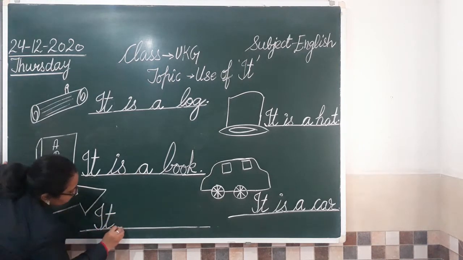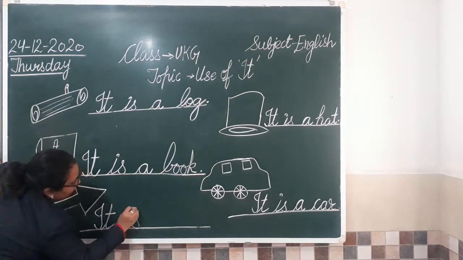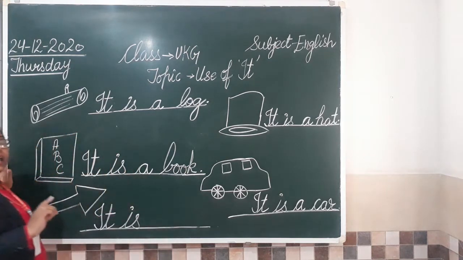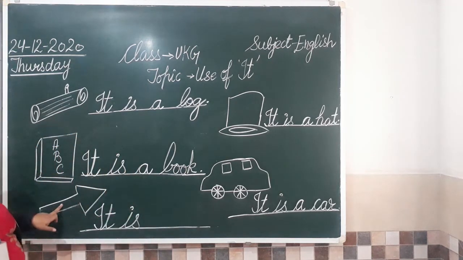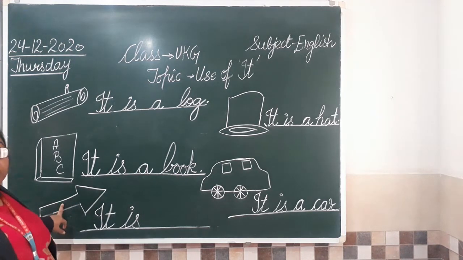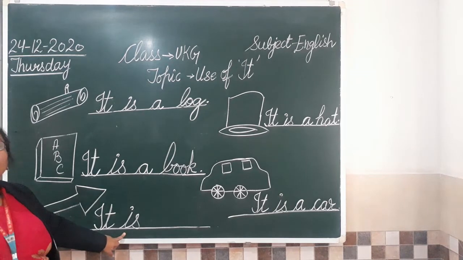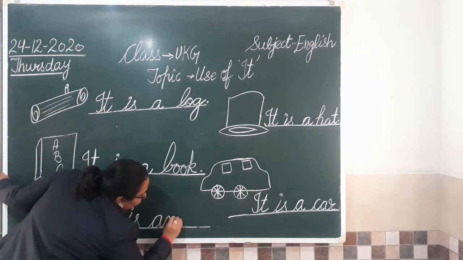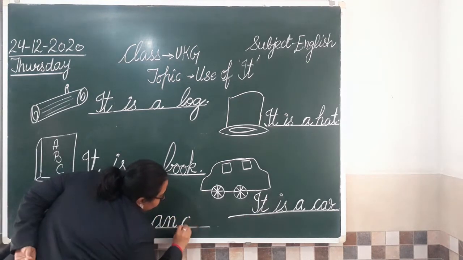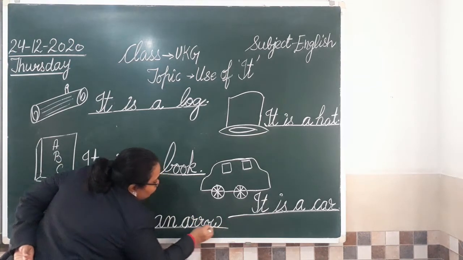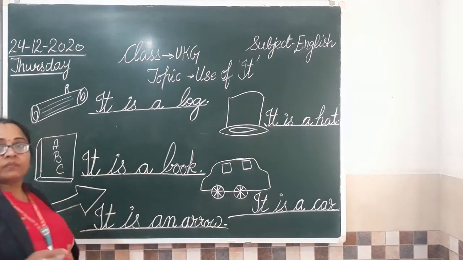It is. अब यहाँ पे क्या आएगा? अ आएगा या एन आएगा? Because it is beginning with A and A is a vowel. So हम क्या लिखेंगे? It is an arrow. है ना? So it is an arrow. It is an arrow. Like this.